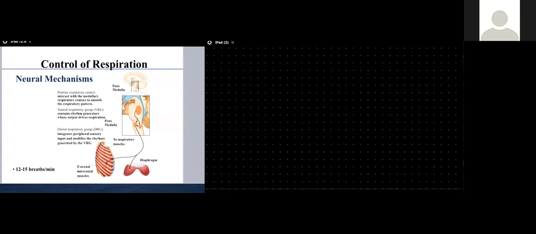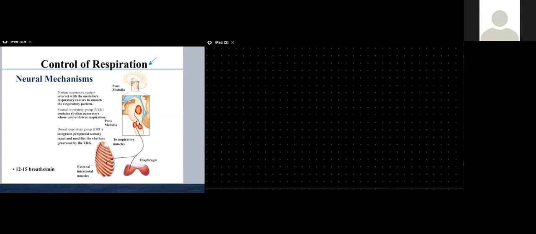All right, so today we are starting our discussion of a few topics related to the respiratory system before we move on to the digestive system. The first topic is going to be the neural mechanisms by which you control respiration. We have multiple nervous centers responsible for regulating the rate, depth, and pattern of breathing. Those are the pontine respiratory centers and the medullary respiratory centers.